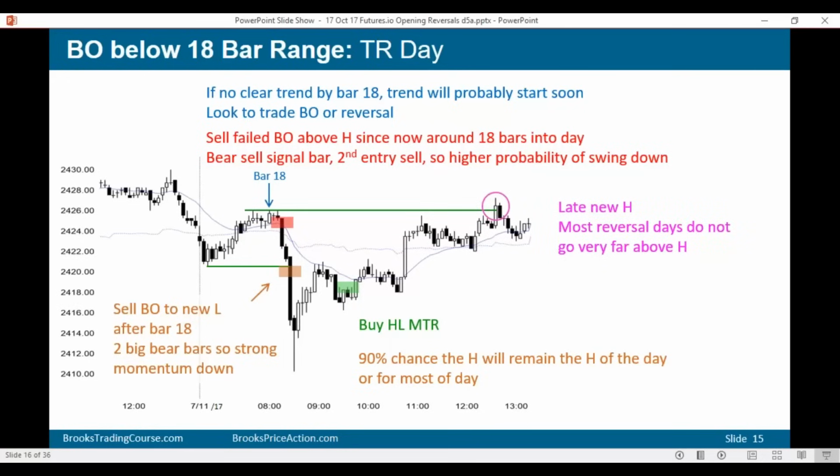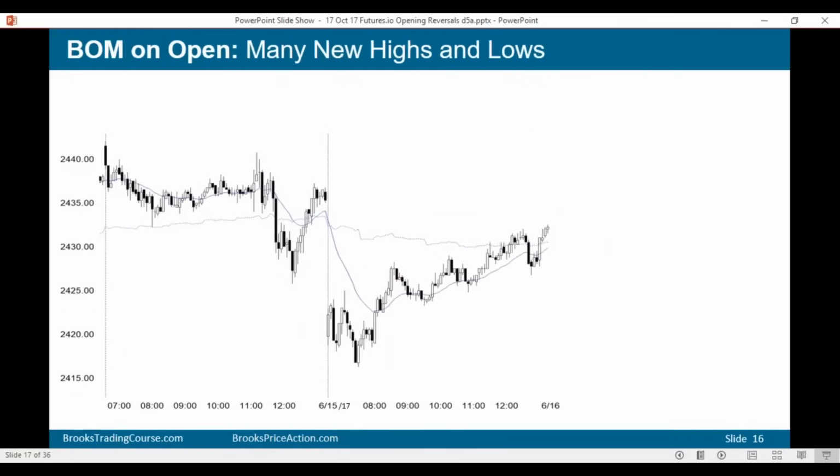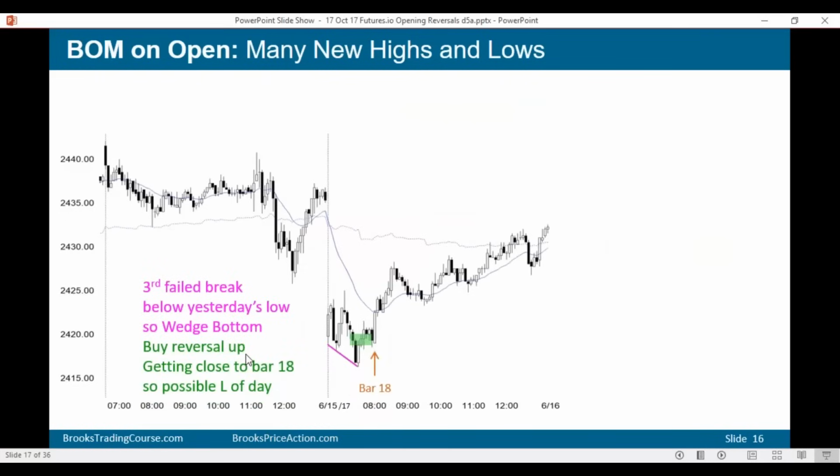Here we got a late high of the day. And as I said, most reversal days do not go far above the high. What about this? First bar of the day, we went up, we reversed down, we went up, we reversed down. And we have a decent bull bar. Okay? But this is bar 18.